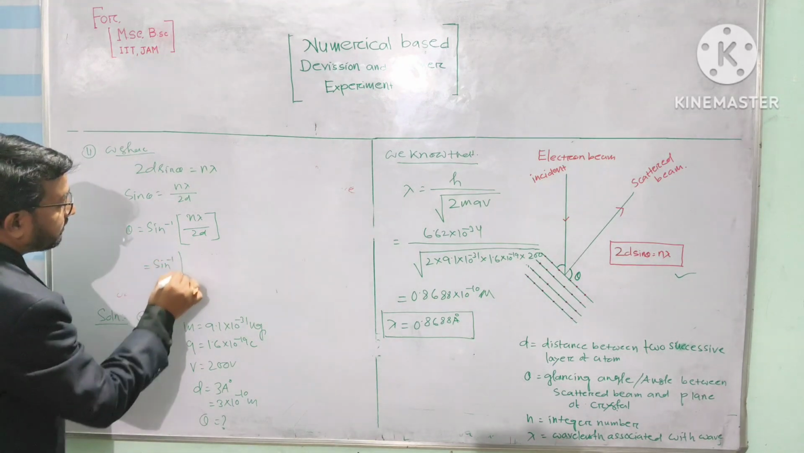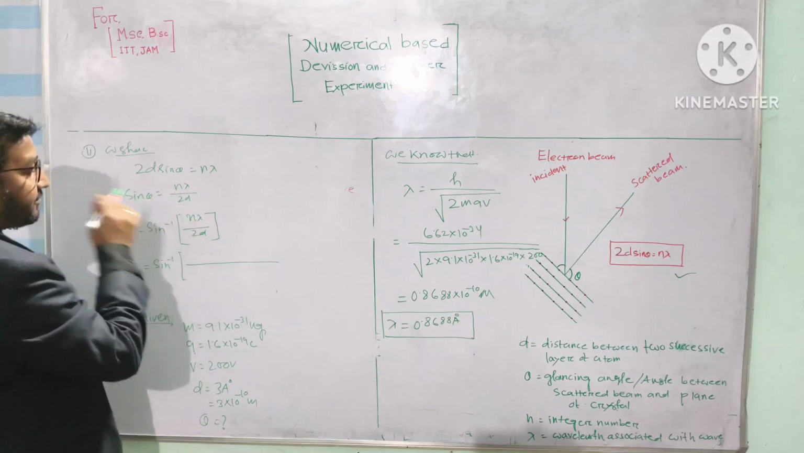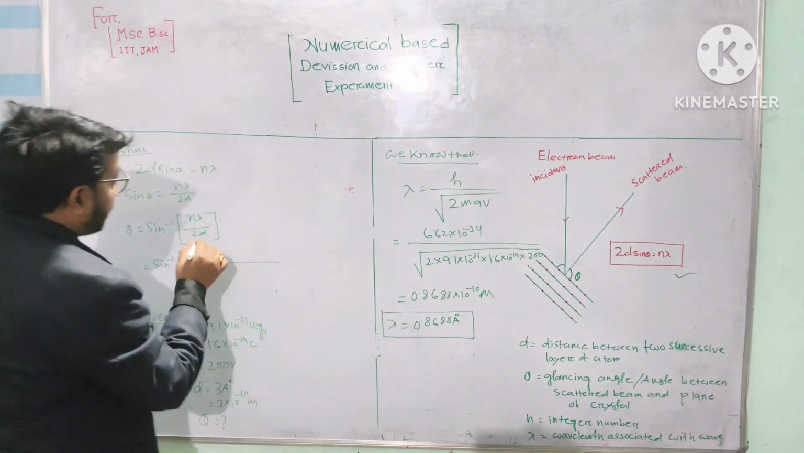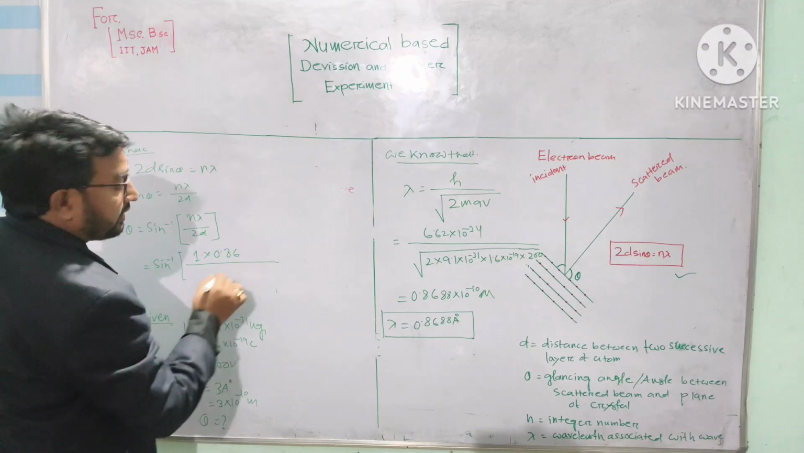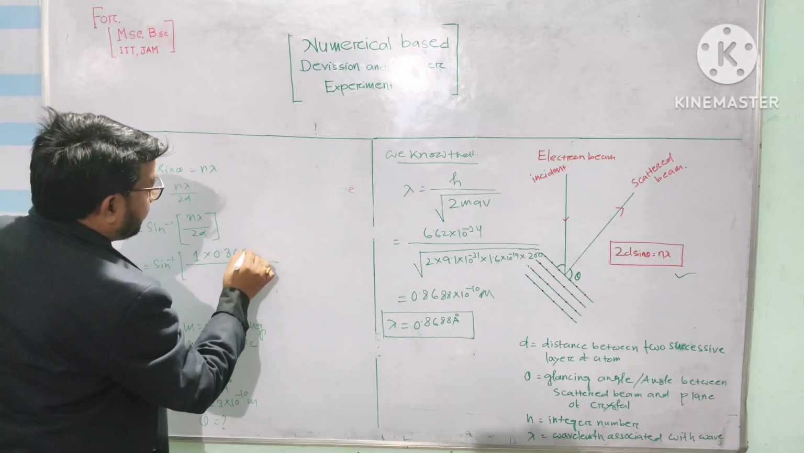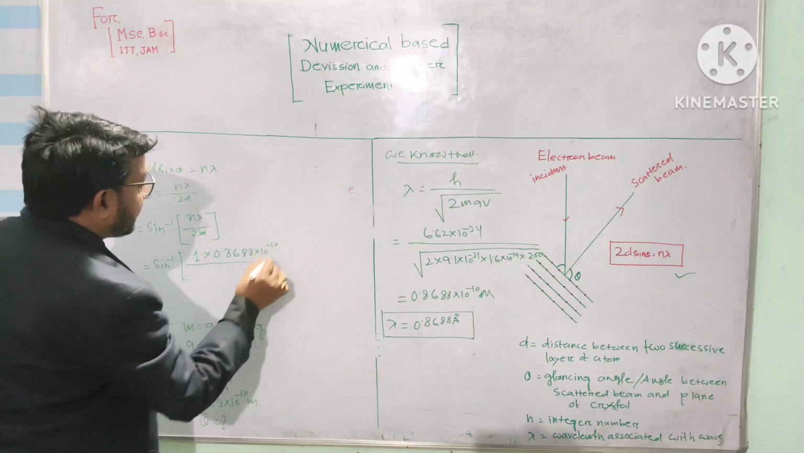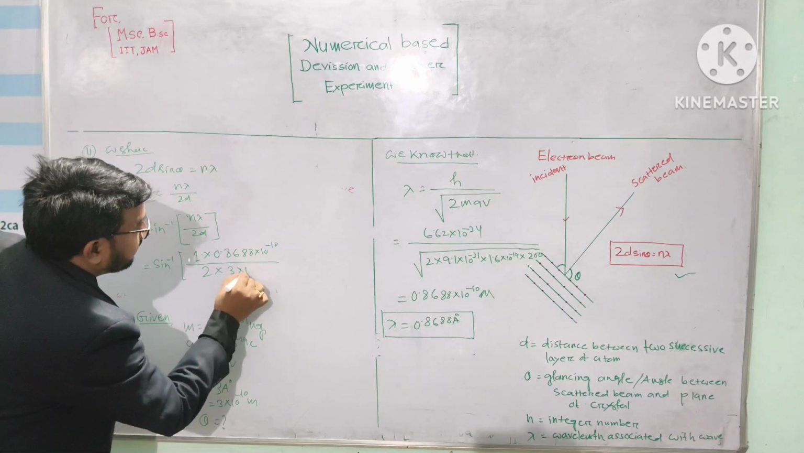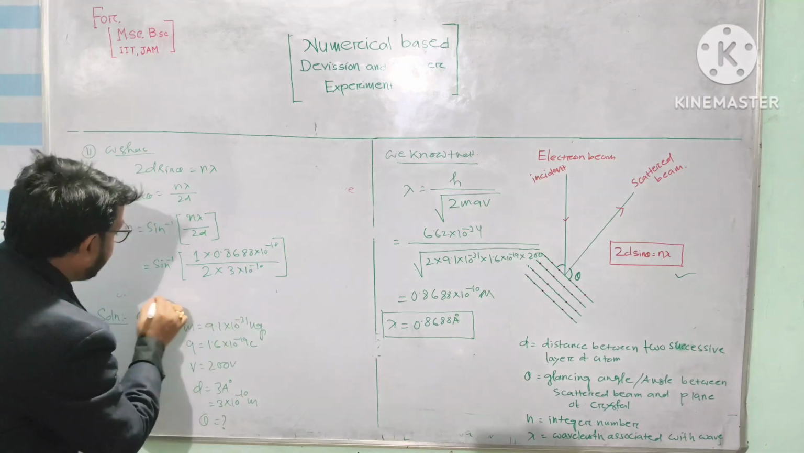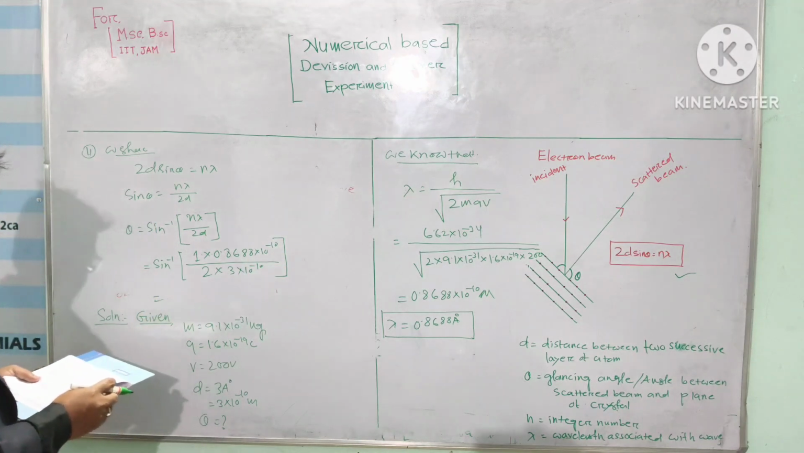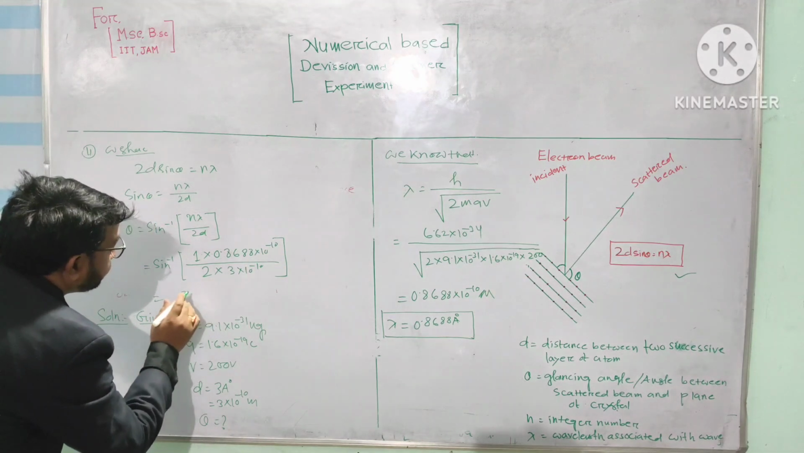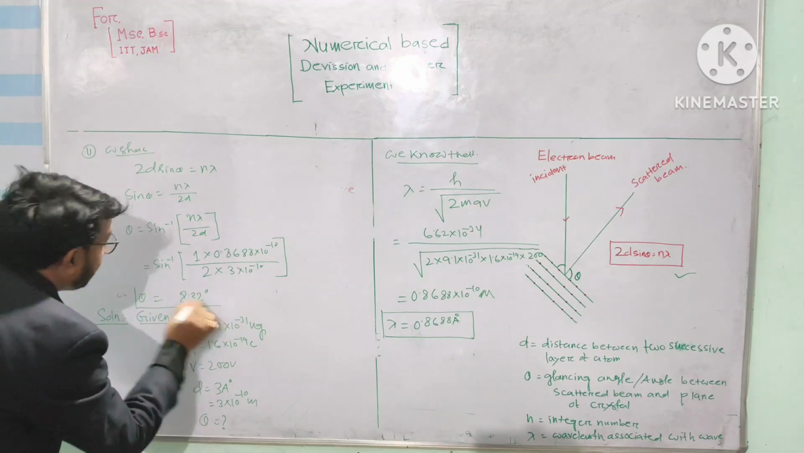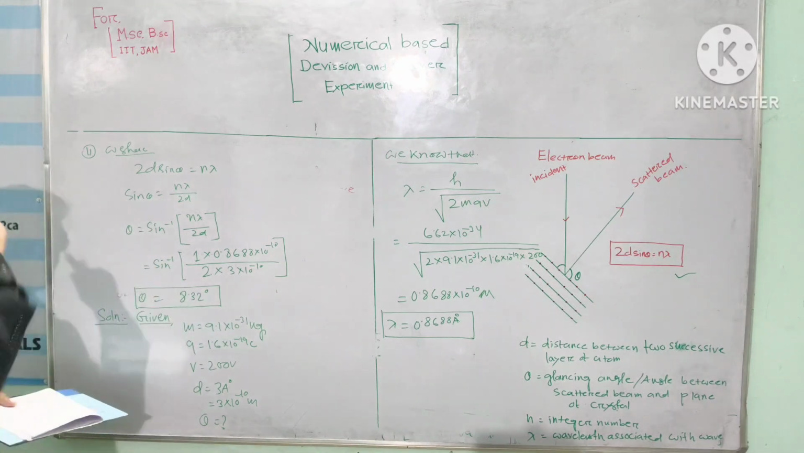Sin inverse of n, this is first order, so for first order n equal 1, into lambda, lambda is equal to 0.8688 into 10 to the power minus 10, divided by 2d, where d is equal to 3 into 10 to the power minus 10. After solving this part, we will get theta equal 8.32 degree. So this is the required value of theta. Okay, thank you.